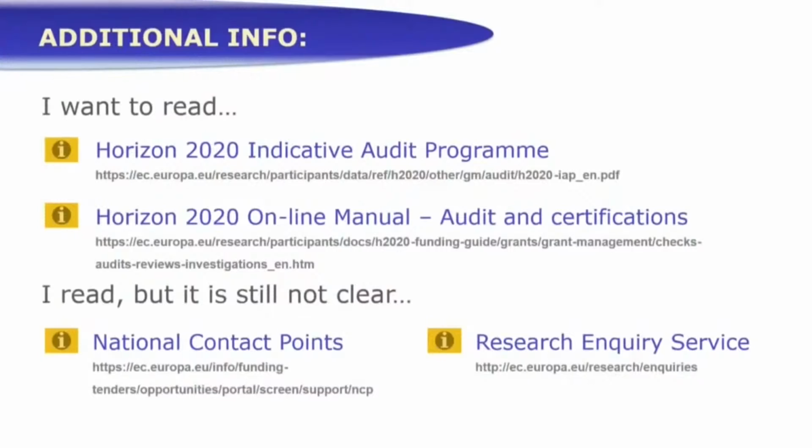Some additional info, some of them have already been indicated by my colleague in the previous presentation, but basically we have the Horizon 2020 Indicative Audit Program, where you can go and see what are the main checks, the indicative checks that could be done in case of an audit. So there you can also test for your own situations or specific situations, or for the checks that you could do already at your level.